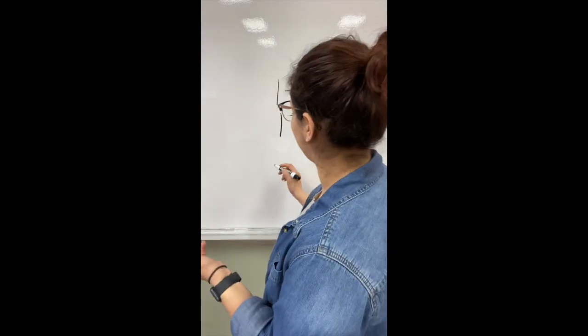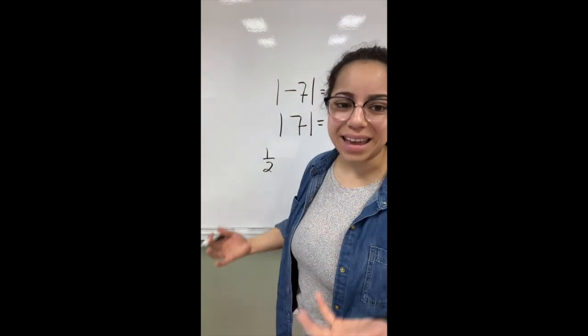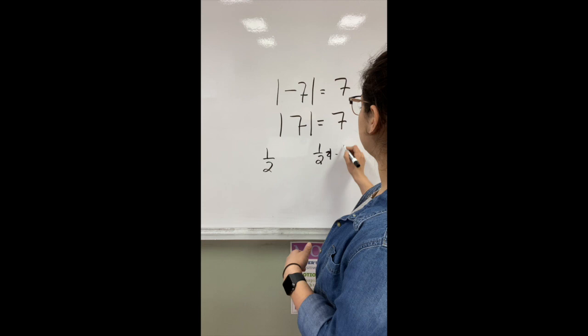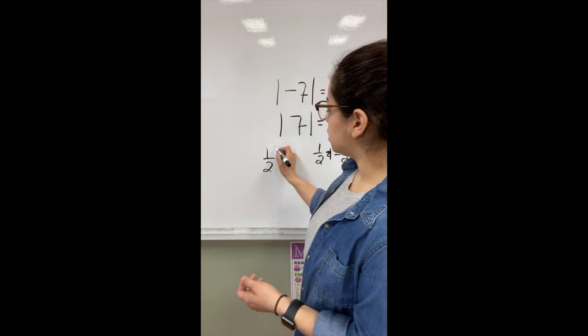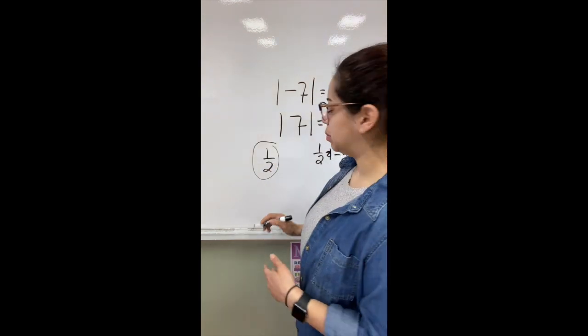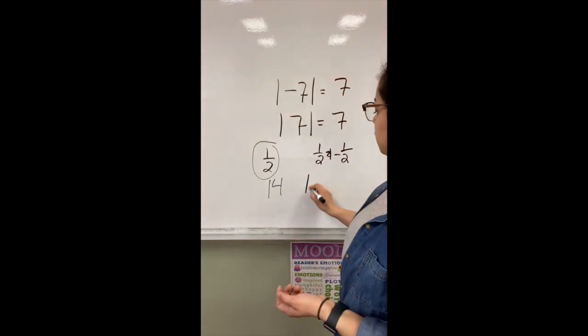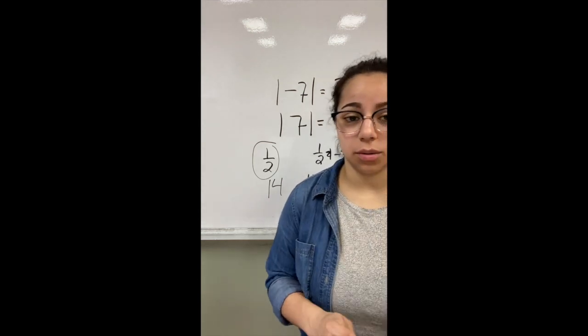So again, if they were to ask you what numbers could give you the absolute value of, I don't know, let's do half, okay? It's going to be positive half and negative half, so you would write down half and negative half. If I wanted the absolute value to be, let's do 14, it's going to be positive 14 and negative 14, okay? You understand what I'm saying?